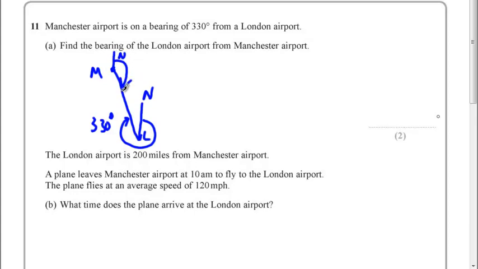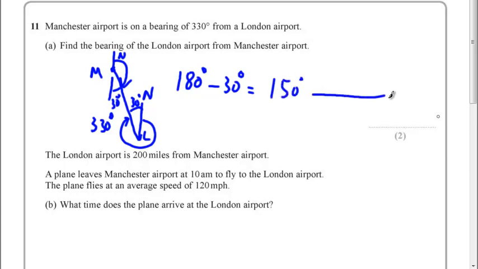They're always measured clockwise from north, so a good way to look at this, the angle there is 30 degrees. 330 plus 30 must make the whole circle, and using our alternate angle business, that must be 30 degrees as well. So a straight line is 180, 180 degrees minus 30 degrees equals 150 degrees, and that's our answer. That's our bearing.